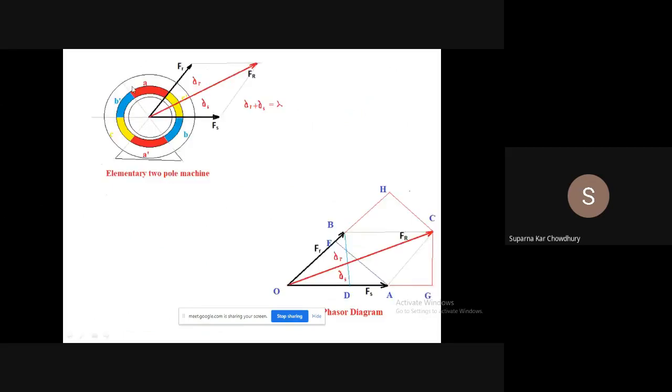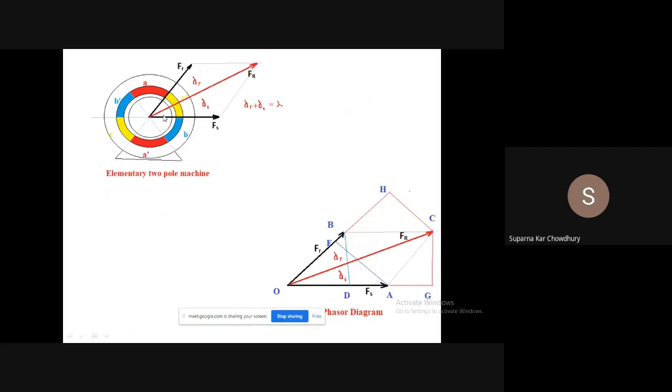Now, in a synchronous machine, if we consider a cylindrical rotor synchronous machine, we have defined that on the stator we will have the armature winding, which is necessarily a three-phase distributed winding, and on the rotor we have the field winding. So we have two magnetic fields. One is created by the rotor, that is the rotor field Fr, and the other one is created by the stator field Fs.